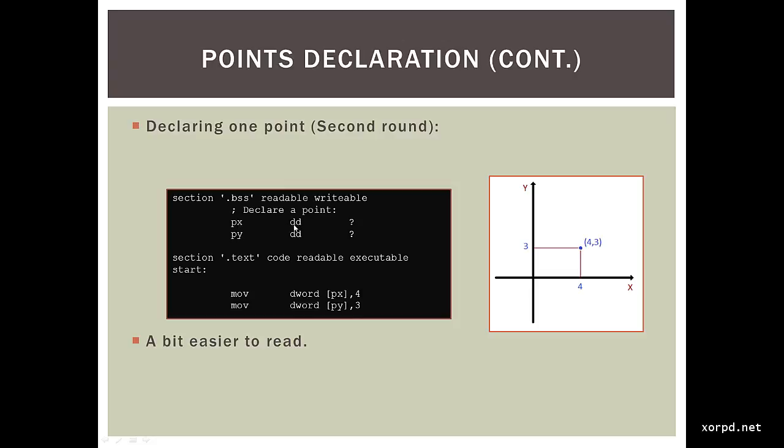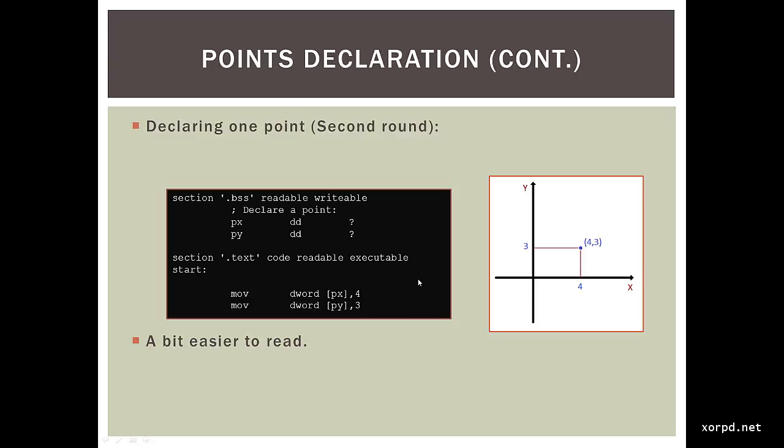Both point to dwords. This is the first dword and this is the second dword. In the code section, or the text section, we do the same thing, but this time it looks a bit different. We move the dword 4 into the address px and the dword 3 into the address py.